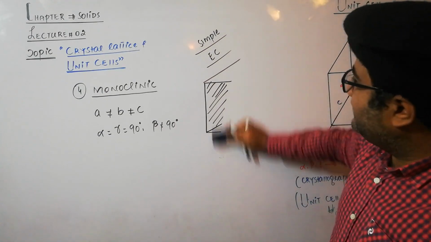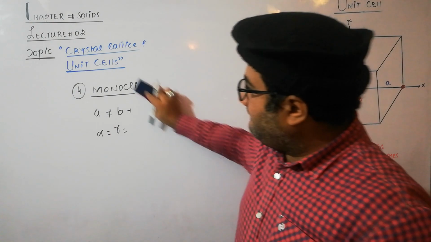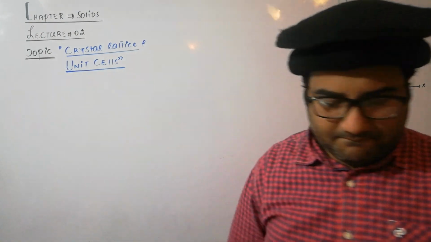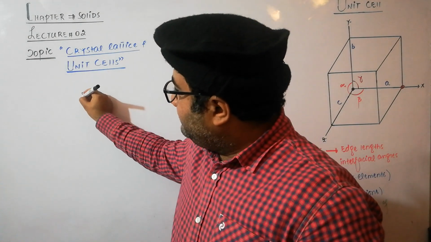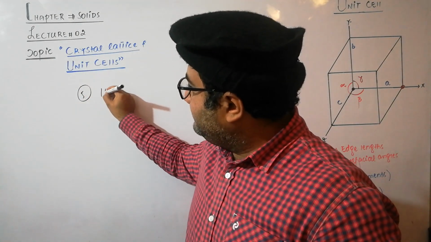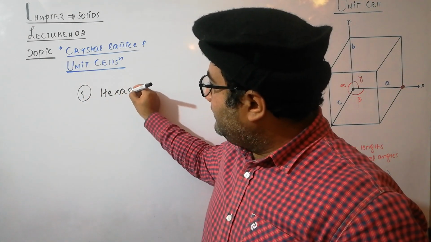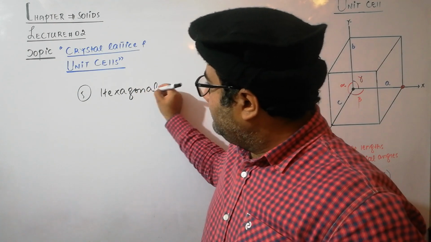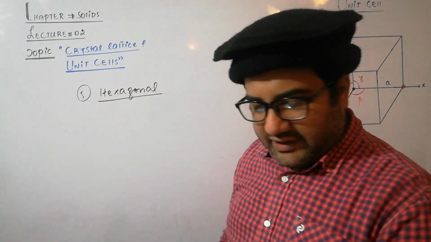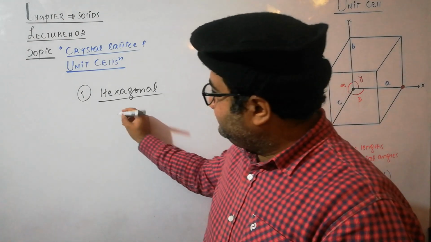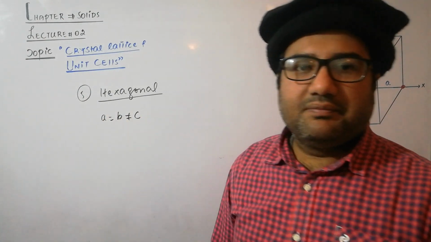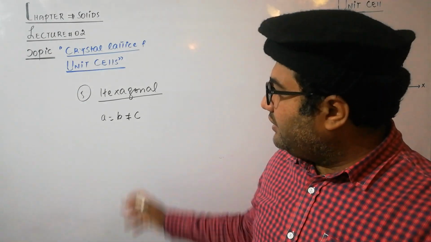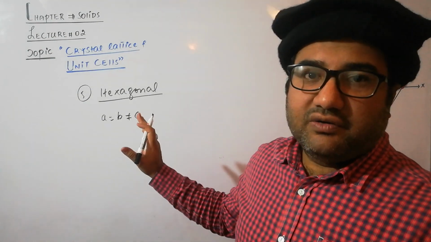Let us move towards the next one. That is the fifth, and it is hexagonal. Now, what is the relationship between these? A is equal to B, but B is not equal to C. So A is equal to B and B is not equal to C.